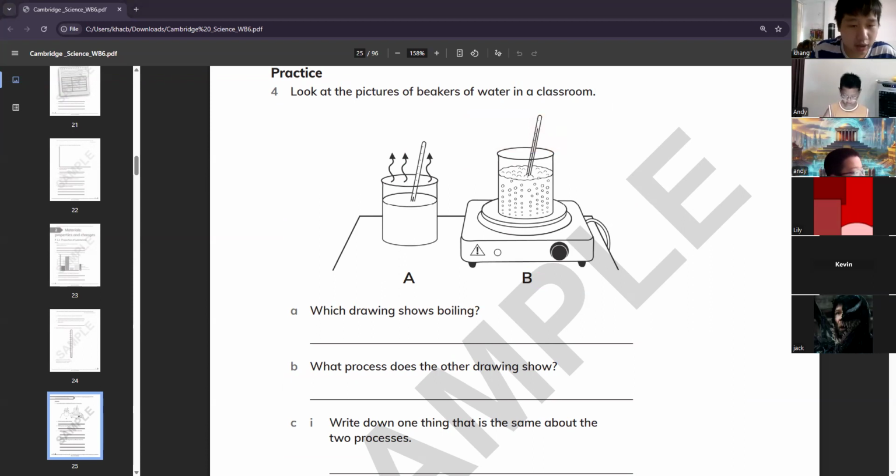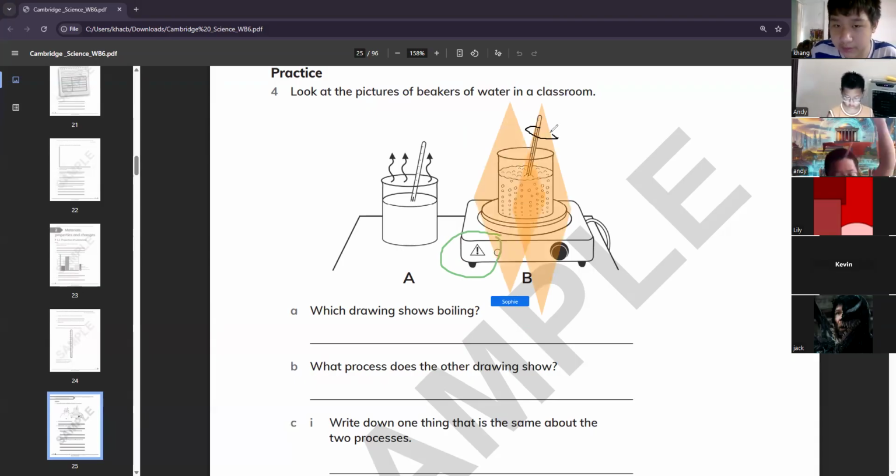Yes, and also look at this. Yes, the thermometer is higher. Yes, that's also true. But the main reason here is that the water is at a higher temperature, so it's actively trying to be evaporated.